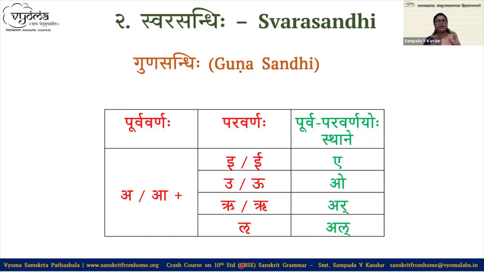So here is the formation of E, O, Ar, Al in Guna Sandhi. So what exactly do we get in Guna Sandhi? We get as a result E, O, Ar, Al. In Purvapada, what do we have? Purva Varnaha, A or Aa. Okay, now what are the possible combinations? Yes, Dikshan. Possible combinations of the first two. A plus I is equal to E.